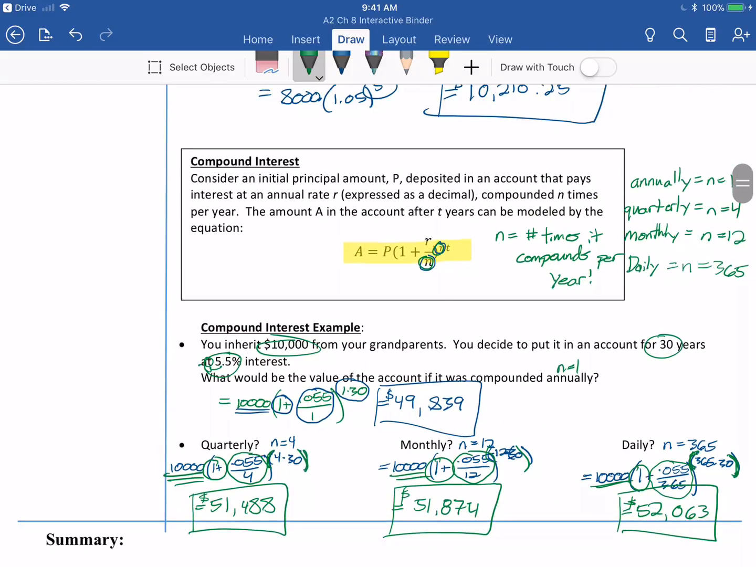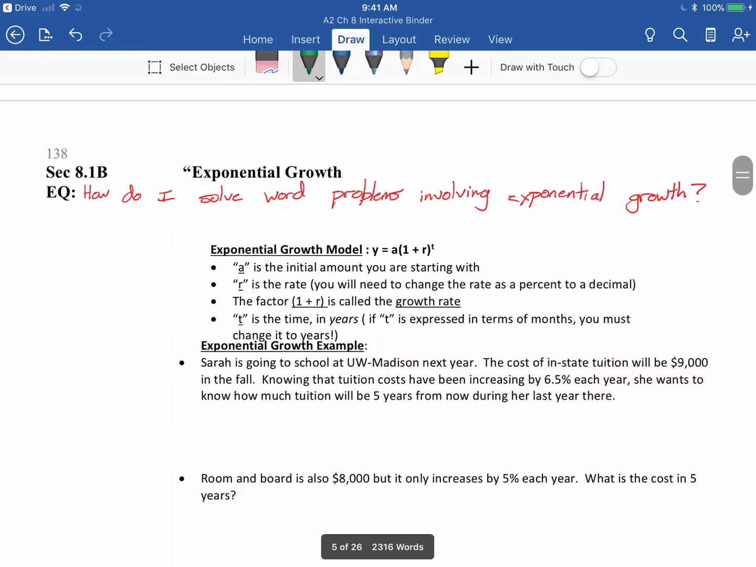All right, awesome. So again, there are those two different types of equations. If you ever see the word compounded, that's a big word, that's when you use this equation. If it's not compounded annually or semi-annually or whatever it might be, then it is just the regular equation that we talked about up here, kind of that easier one.